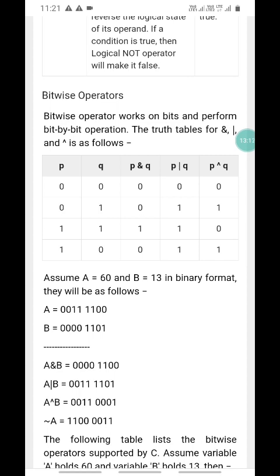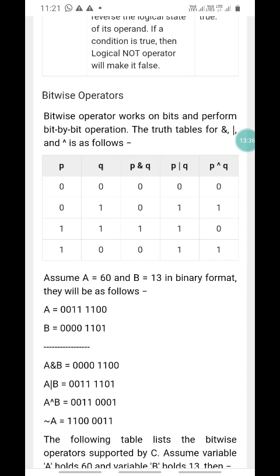In the first row, p and q are 0 0, and the bitwise AND gives 0. For 0 1, it gives the answer 0, and 1 1 gives the answer 1, and 1 0 gives the answer 0. Then logical OR.